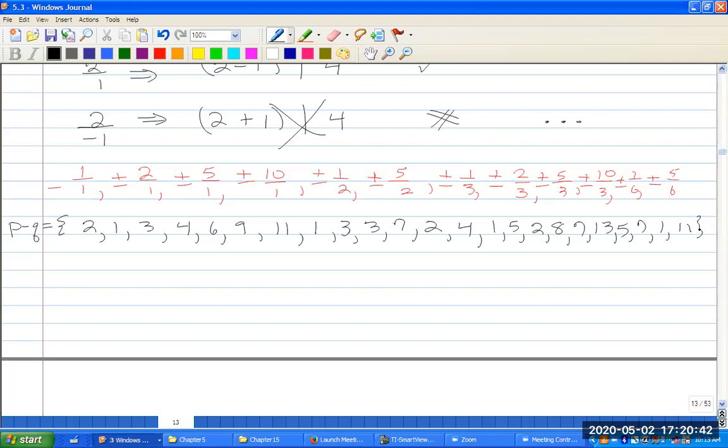Okay, I want these to be factors of 4. So 3, 6, 9, 11, 3, 3, 7, 5, 8, 7, 13, 5, 7, 11. None of those are factors of 4. And so that means that I've eliminated my possibilities for p over q.